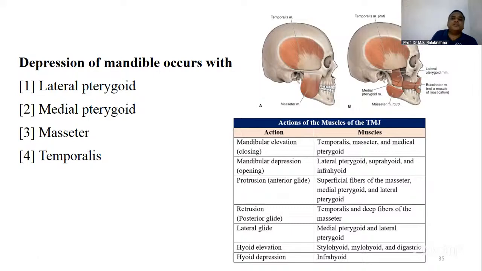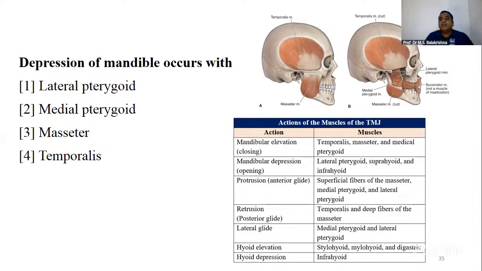Next question: depression of the mandible occurs with. Now we are into the muscles of mastication. Please understand that your maxilla is fixed, and only your mandible keeps moving. My upper hand is the maxilla, that is fixed. When I say depression of the mandible, it means the mandible is going down, so the mouth is opening. And when I say elevation of the mandible, it means the mouth is closing.